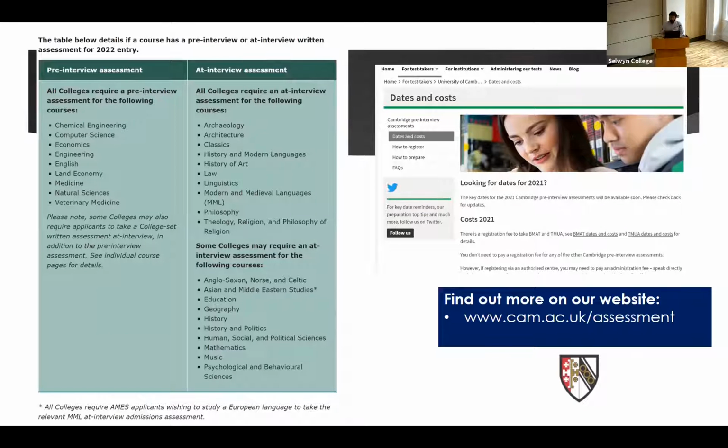So this is all taken off the website for the admissions assessments. Really, on the left-hand side, we've got which ones are pre-interview assessments, and then which ones are at-interview assessments. Some colleges also choose to do certain assessments, so it might depend on whether or not you apply to that college as to whether you're asked to do one.